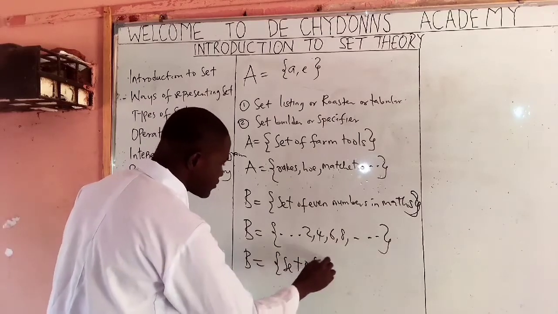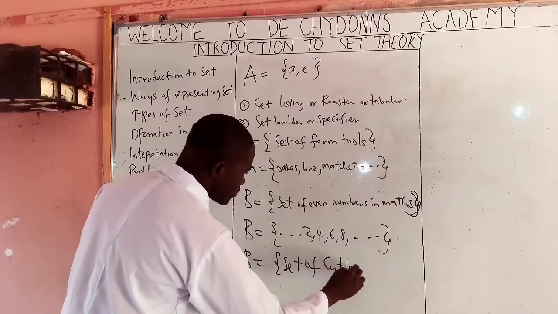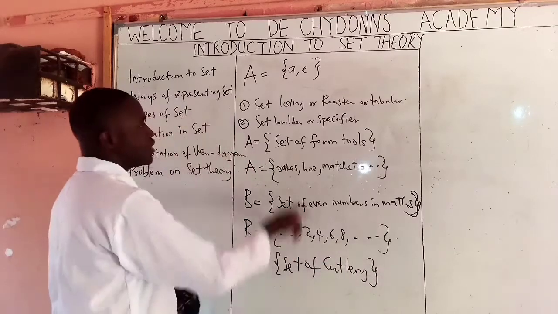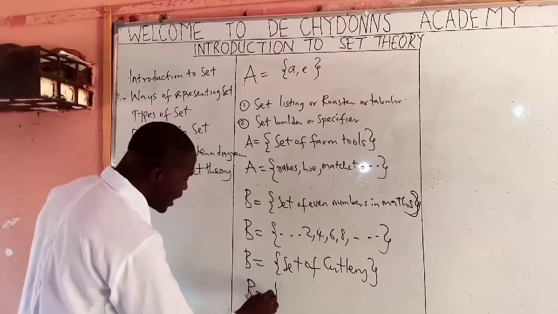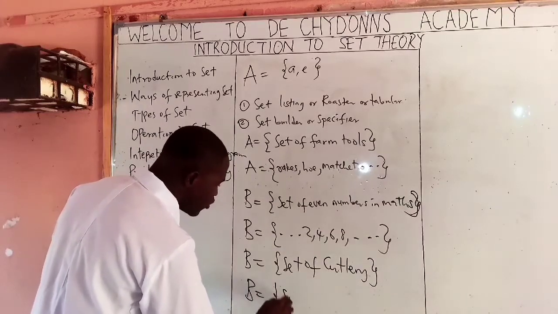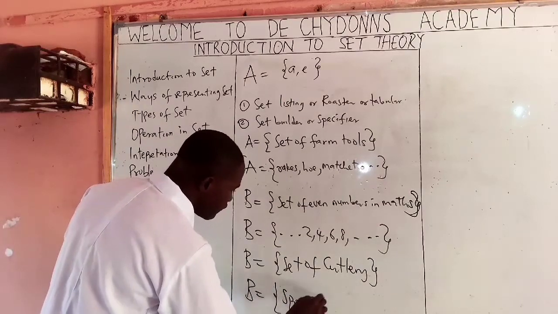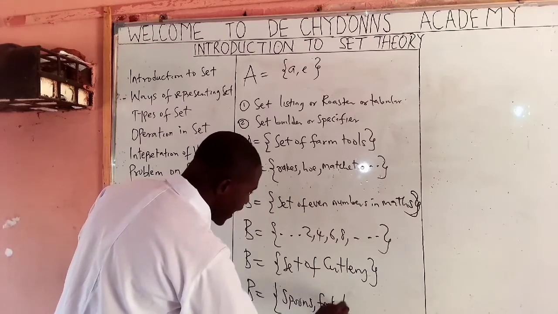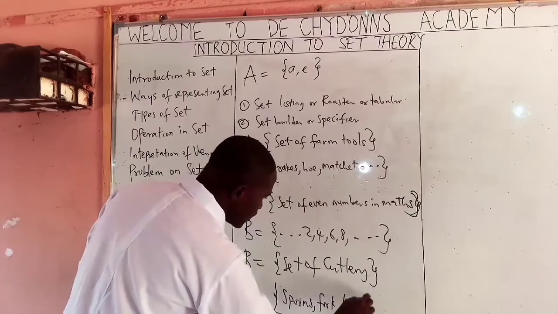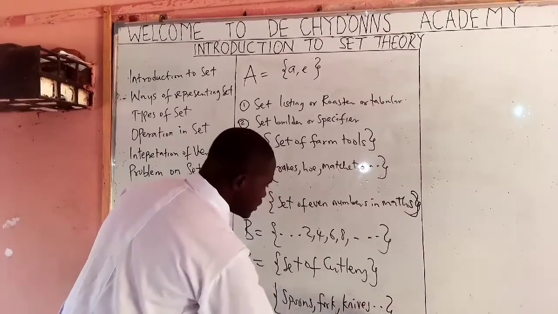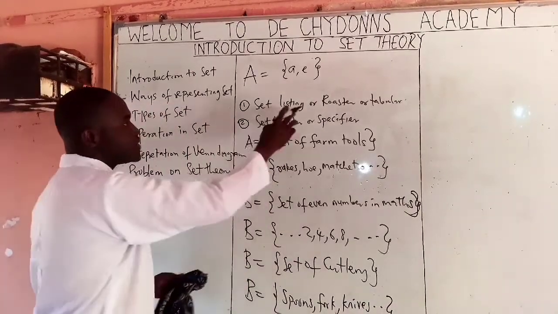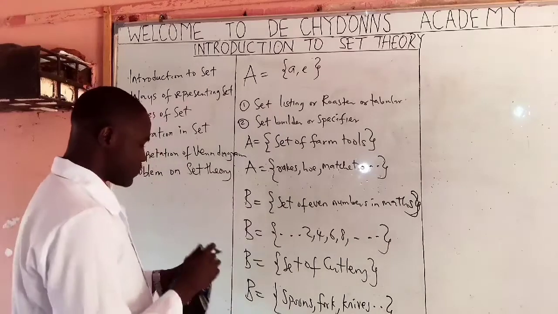Now, when you talk about the set of cutlery, that means it is the set builder or specifier method. But when you list elements out, such as spoons, forks, knives, etc., it means that is the set listing or roster method.